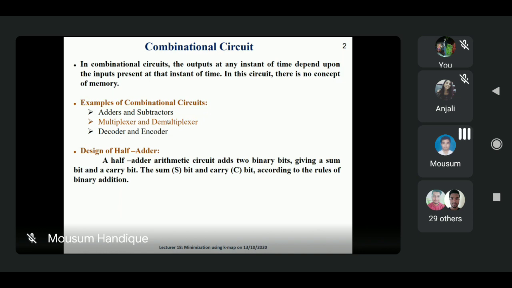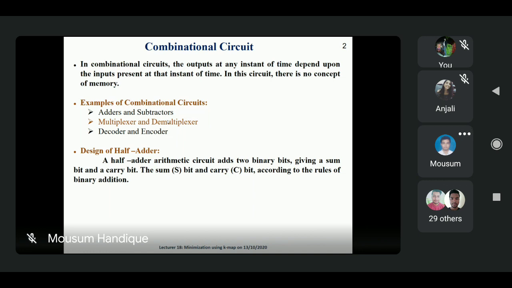And always remember, in a combinational circuit, whatever we are discussing, there may be many inputs, and the outputs may be one or more than one. So it is not like the circuit always produces only one output. It may be more than one output.